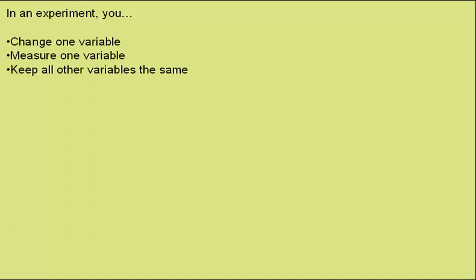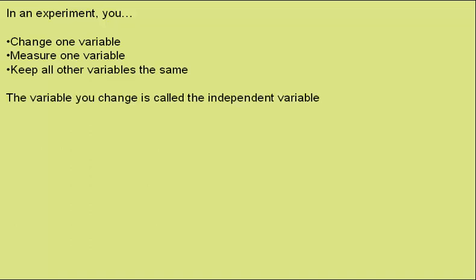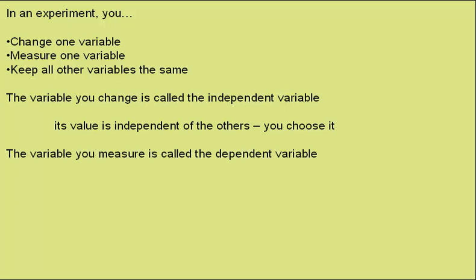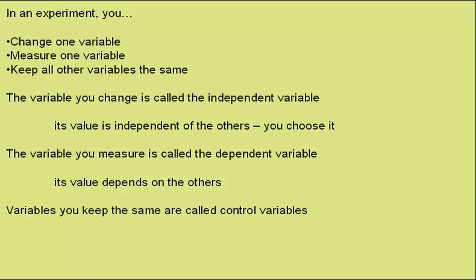Variables. In an experiment, you change one variable, measure one variable, and keep all the other variables the same. The variable you change is called the independent variable. Its value is independent of the others. You choose it. The variable you measure is called the dependent variable. Its value depends on the others. Nature chooses it. The variables you keep the same are called control variables.